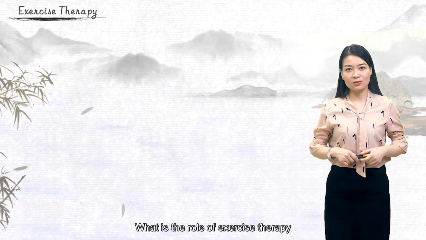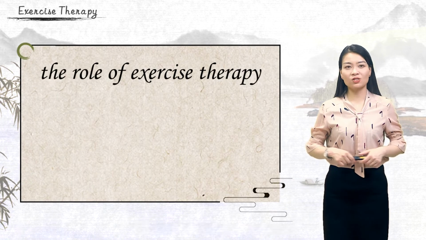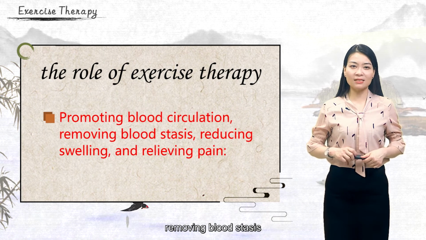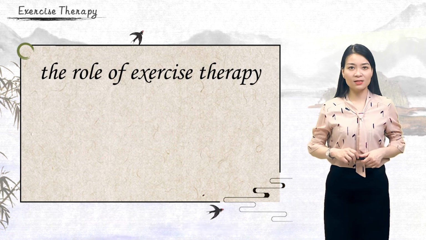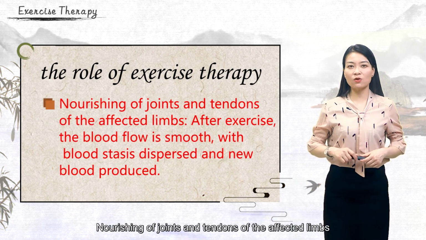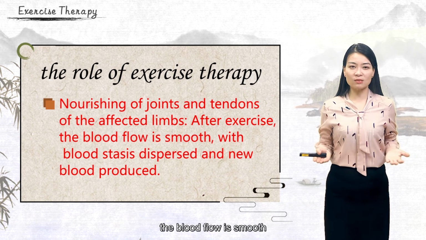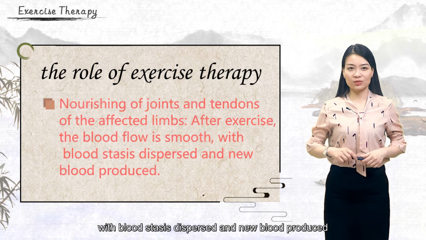So, what is the role of exercise therapy? The following points are summarized. First, promoting blood circulation, removing blood stasis, reducing swelling, and relieving pain. The second, nourishing of joints and tendons of the affected limbs after exercises. The blood flow is smooth with blood stasis displaced and new blood produced.